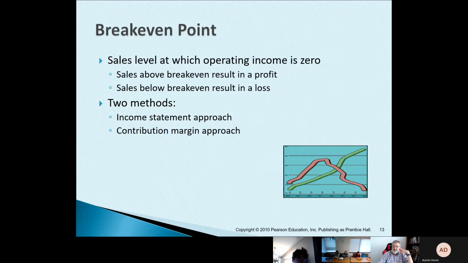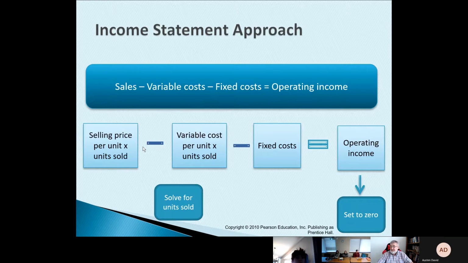And a contribution margin approach, right? These two right here are going to be the biggest problem as far as you guys trying to figure out and get the homework done. So this section is what most people struggle with on this week's assignment. Okay, so the income statement approach: sales minus your variable cost minus your fixed cost equals your operating income. Now, what we're calculating right now is our break-even point. So we want our operating income right now to be 0, right? Because that's our break-even point.